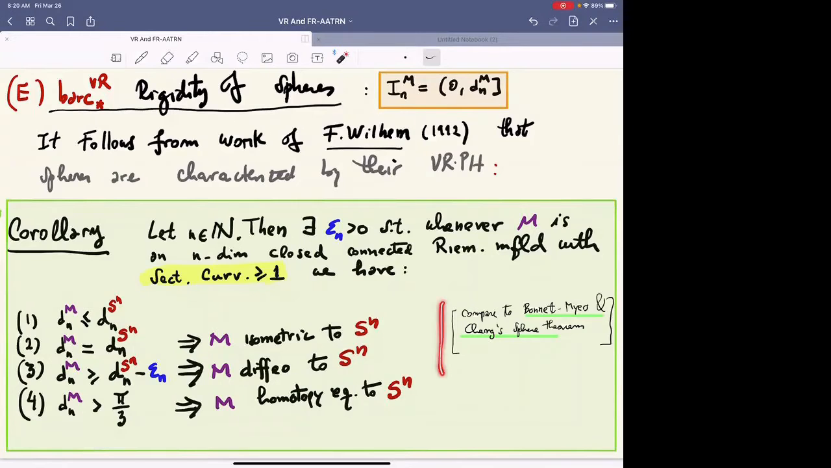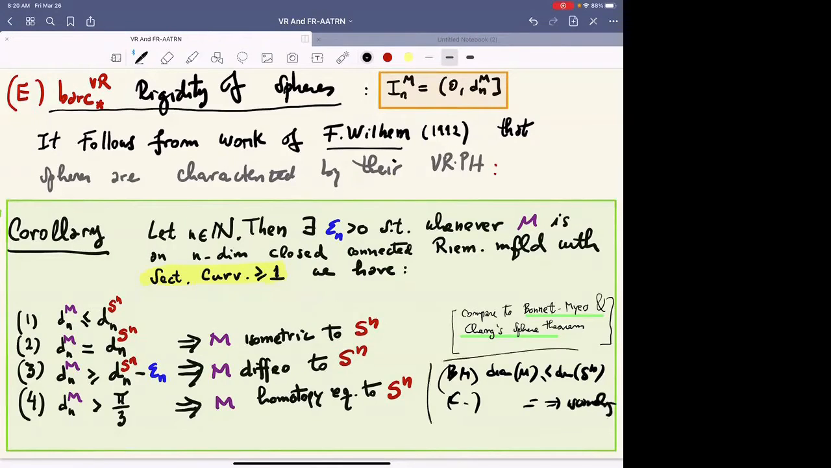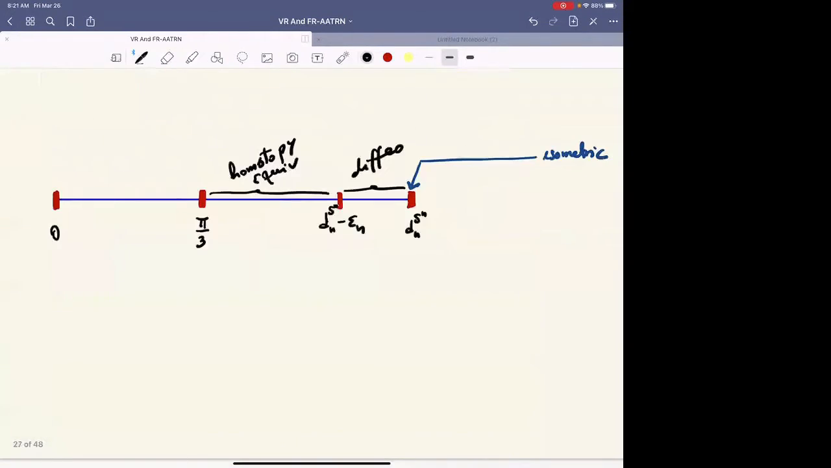And this should be compared to the Bonnet-Myers and Cheng's sphere rigidity theorems. In analogy to this theorem, Bonnet-Myers tells us that the diameter of M has to be bounded by the diameter of Sn, and then Cheng tells us that equality implies isometry. So that would be the genesis of this type of theorems. Right, and this is just a pictorial representation of what happens in different ranges of the N.